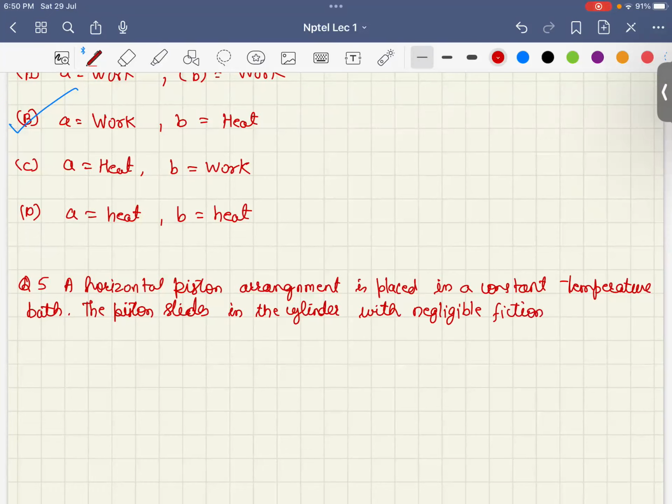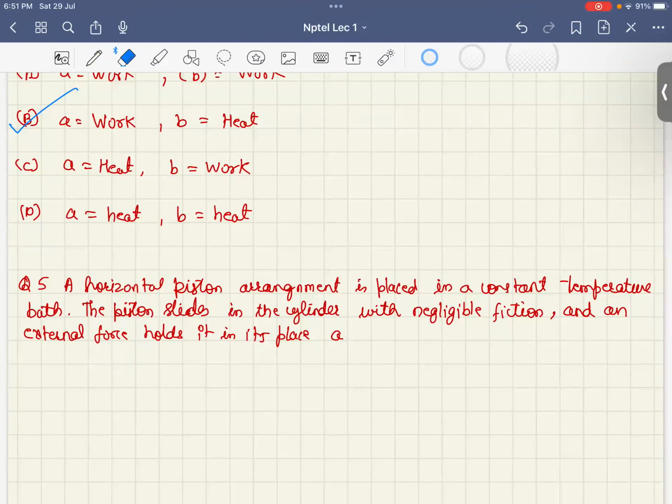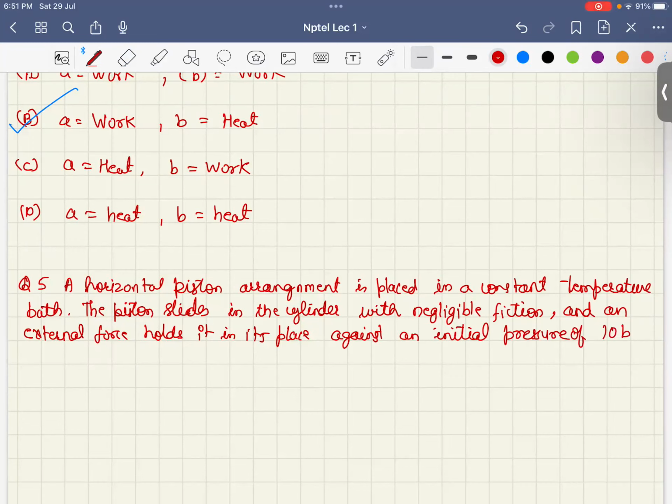and an external force pulls it in its place, against an initial pressure of 10 bar.